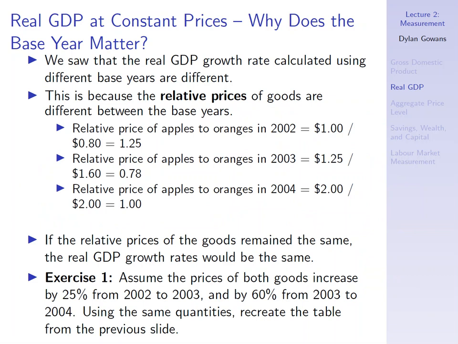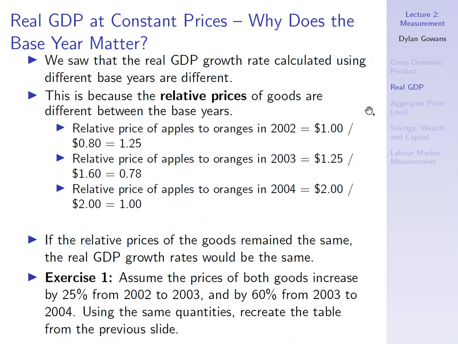And so why does it matter? Well, remember that when we're calculating GDP, what we're doing is we're summing up the production of all these different kinds of goods, so in this case, apples and oranges, and we're weighting them by their respective prices. So the higher the price of a good, the higher the weight we're assigning to it in GDP. And so that means that when relative prices change, that changes the weights we're assigning to these different goods.